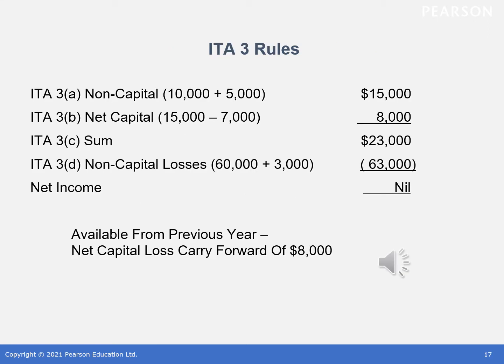Alright, using the Income Tax Act Section 3 rules, there'd be non-capital gain of $15,000, being the $10,000 dividends received plus the $5,000 bond interest. There'd be net capital income of $8,000, being the taxable capital gains in the year 15 less the allowable capital losses in the year 7. And the sum of those two items would be $23,000. Subtracting our non-capital losses of 63, we have a net income for the year of nothing. We cannot go negative. And the available from previous year net capital loss carry forward would continue at $8,000.